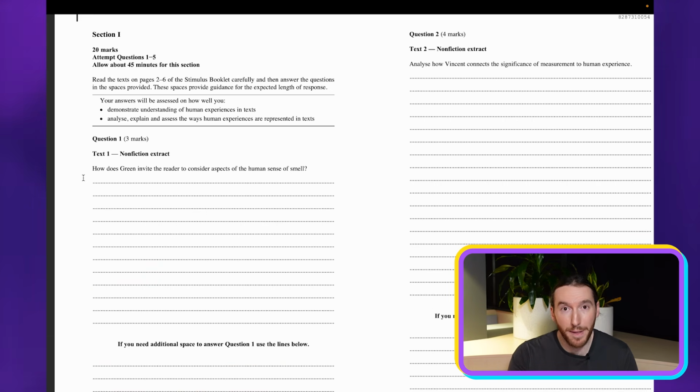So let's have a look at question 1 here. It's a non-fiction extract. Usually people don't like non-fiction extracts because it's harder to find techniques, but we'll be fine.